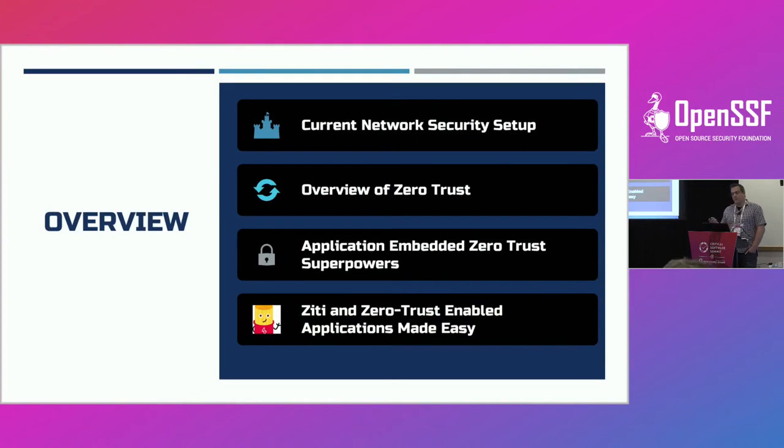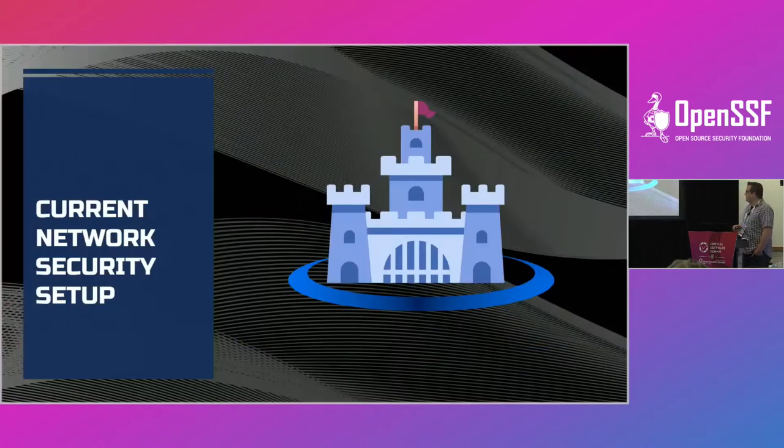So what we're going to do, we're going to talk about what is zero trust. We're going to talk about what the current state of network security basically is. We're going to talk about what application embedded superpowers are and what those look like. And then we'll see some applications that we've actually added zero trust into to make a thing that we call a Zetification, a Zetified version of that application.